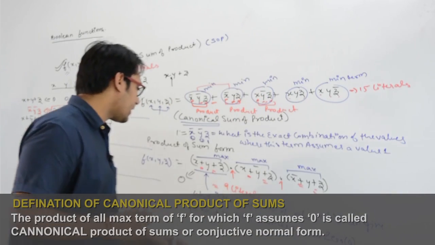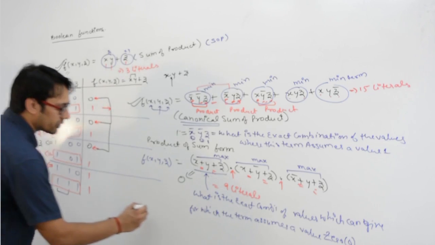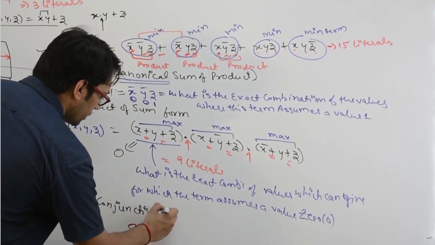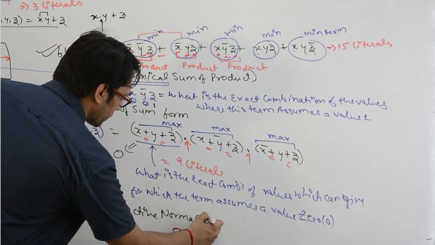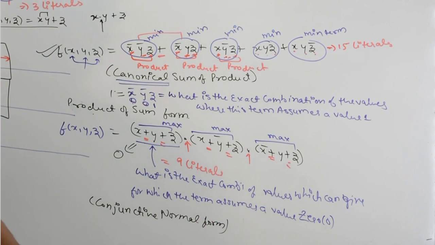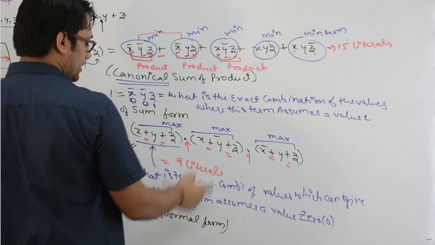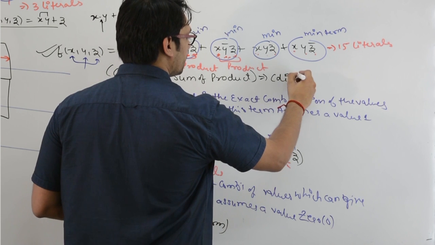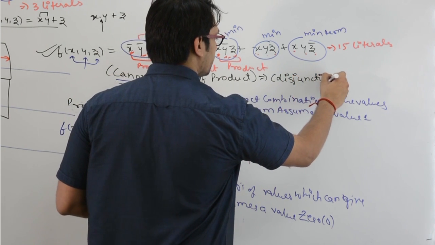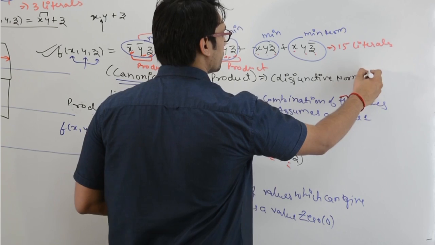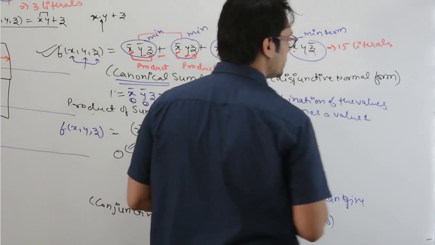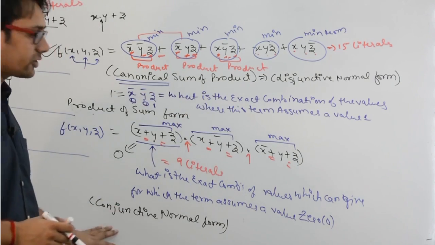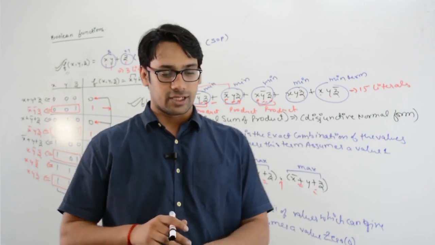See, here in this case we have this canonical product of sum. Canonical product of sum is also called conjunctive normal form, and this is the sum of product form, which is also called disjunctive normal form. So canonical sum of product is disjunctive normal form, and canonical product of sum is also called conjunctive normal form.